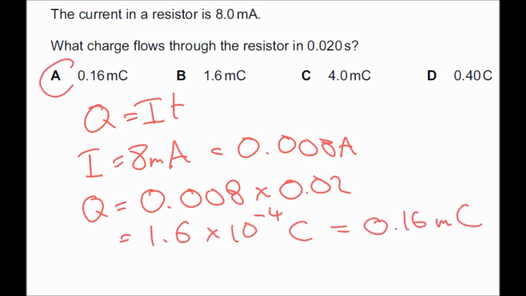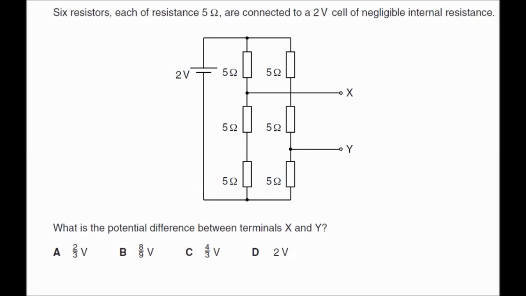6 resistors, each of resistance 5 ohms, are connected to a 2 volt cell of negligible resistance. What's the potential difference between X and Y? Well, firstly you need to look that these are all connected up here, but there's no connection here, whereas these are all connected up here and there's no connection here. So the equivalent of here is as if we've got 10 ohms. Likewise here it's as if we've got 10 ohms.